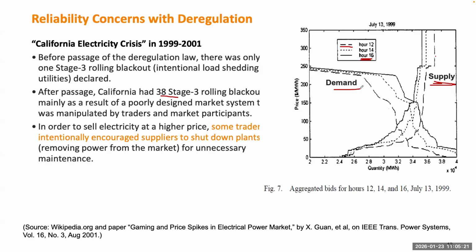That's usually declining. Many users are very flexible. At a higher price, I will use less, but at a lower price, I use more. So that's why the curve will be declining. It intersects with the supply curve. That will be the market equilibrium. For example, we consider 12 o'clock. At 12 o'clock, this will be the equilibrium. So that determines the price at 12 o'clock, which is $50 per megawatt hour.